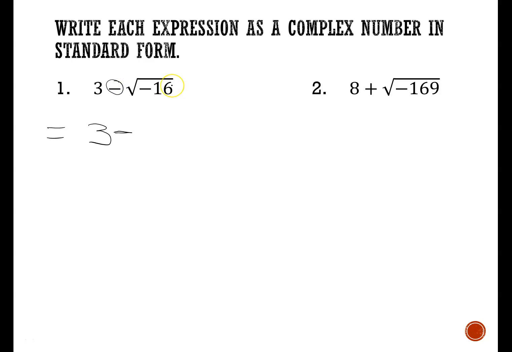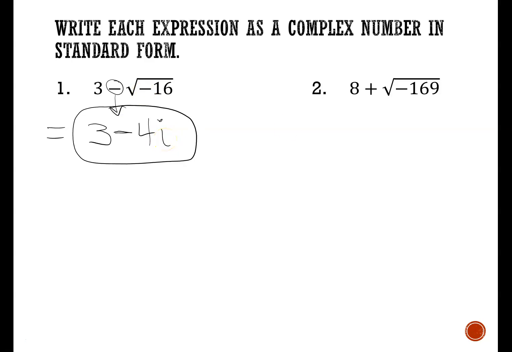And then we're going to write square root of negative 16 as 4i. So that's our answer. 3 minus 4i is in standard form. So this minus sign comes down. That negative underneath becomes the I.